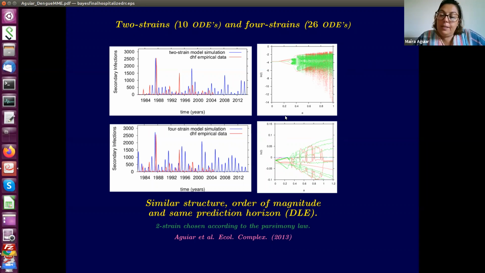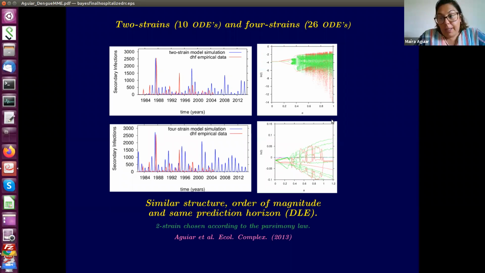And in quantitative terms, in terms of Lyapunov exponent, we have the same magnitude for this parameter phi equals 0.9, the same order of magnitude, the same prediction horizon. So the prediction is 9 years, either one model or another, for that given parameter set we chose to match the data.